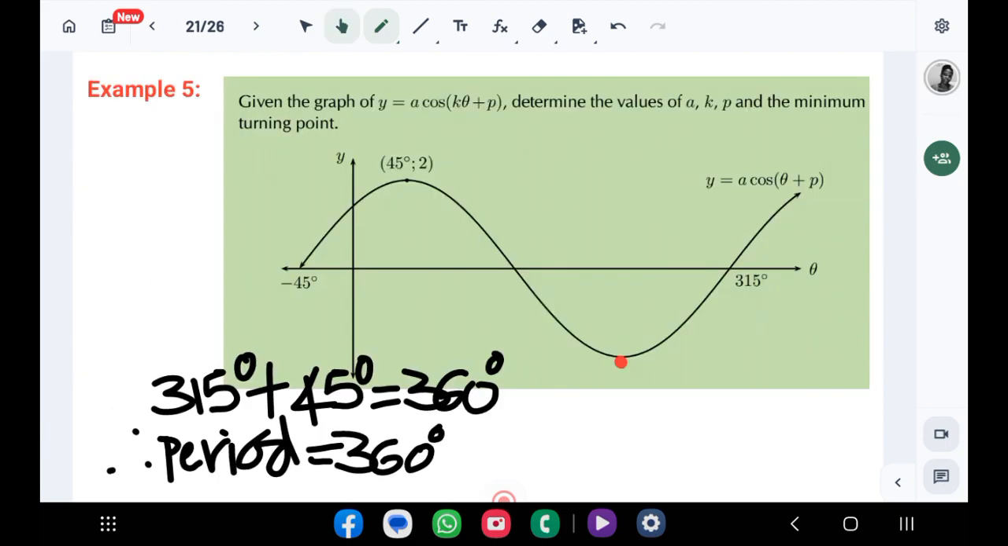Also, notice that instead of your peak, the maximum turning point, starting at 0 degrees, it instead starts at 45 degrees, meaning that your graph was shifted 45 degrees to the right.